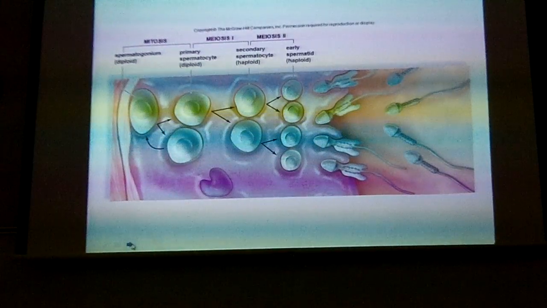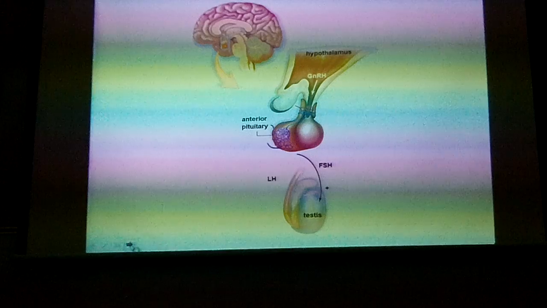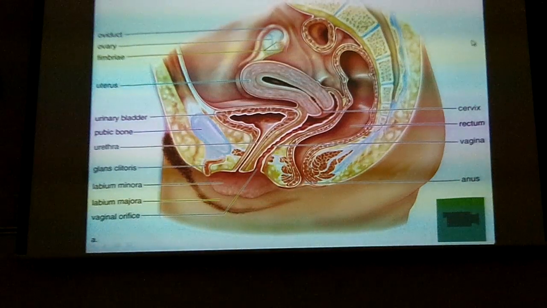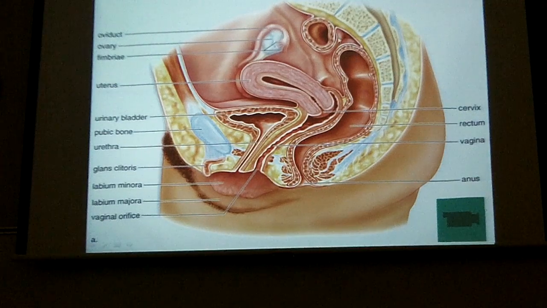Let's see the female plumbing. Oh, there's the female. Big enough for you? I can make it bigger.